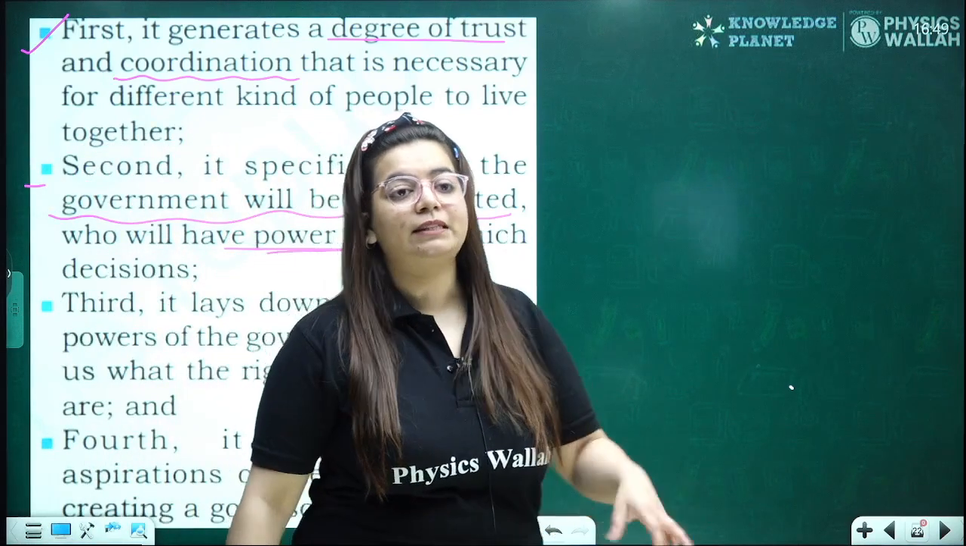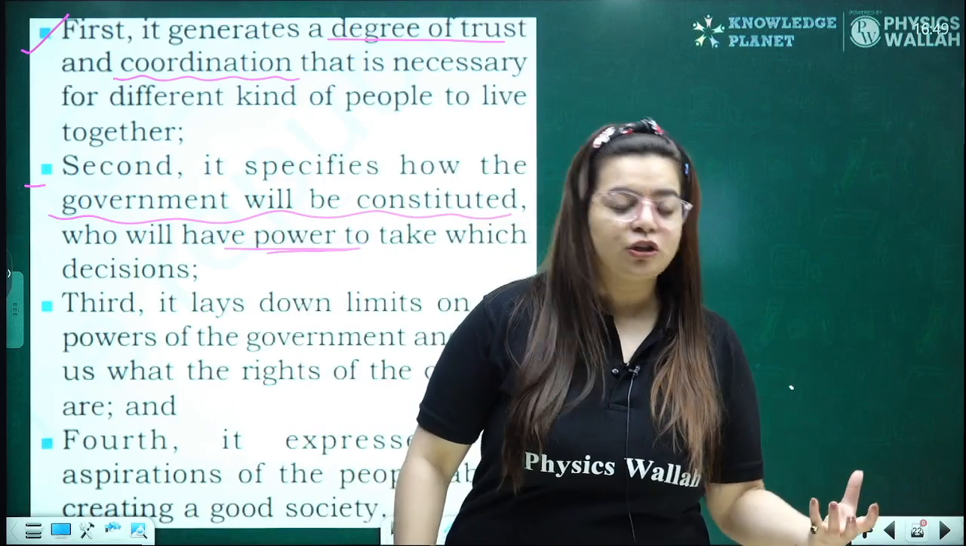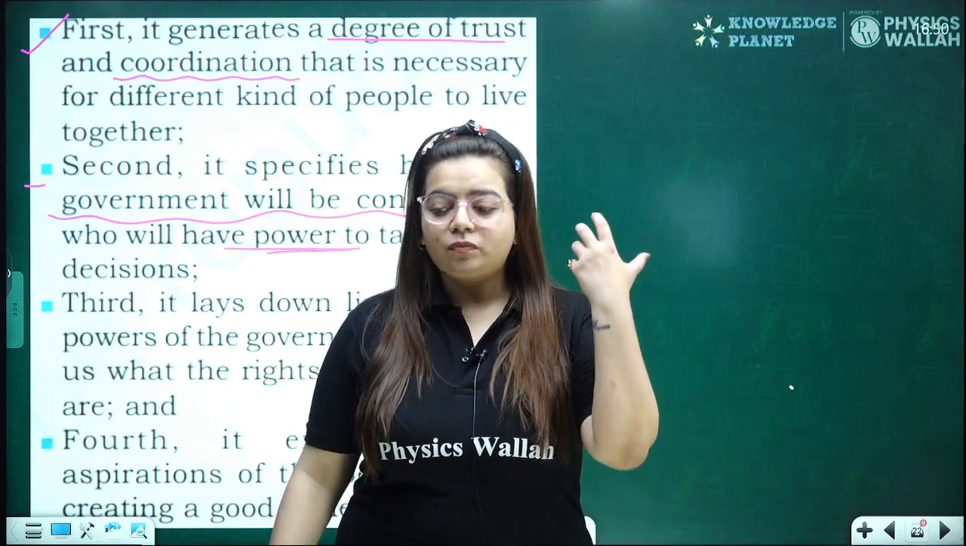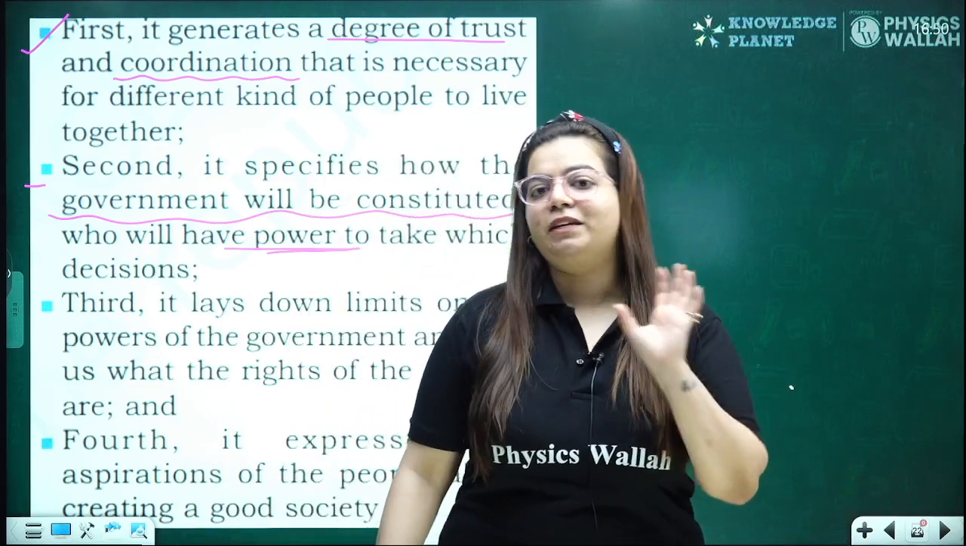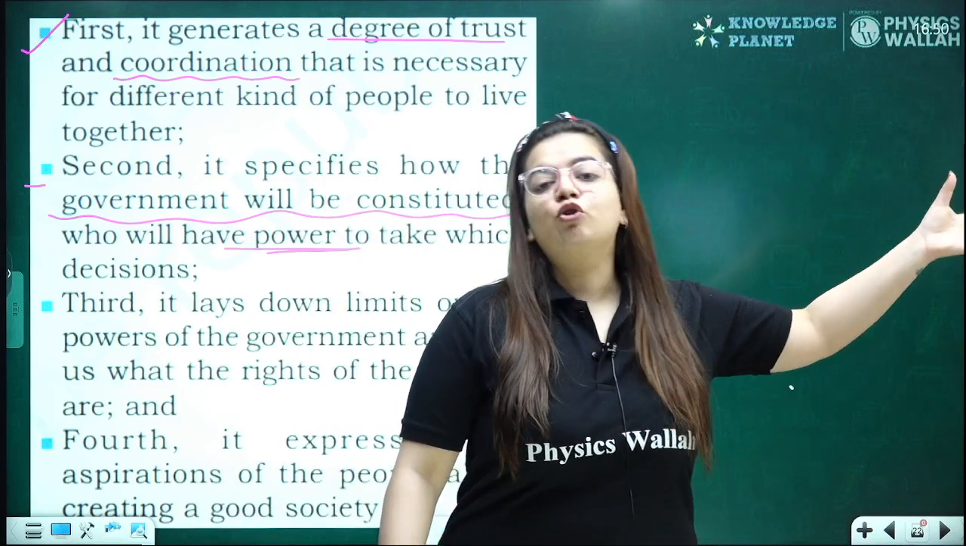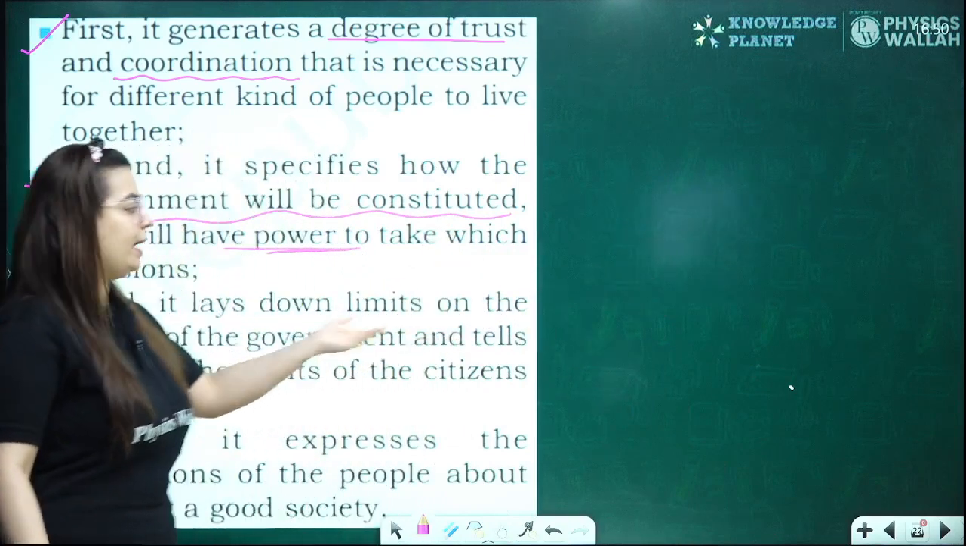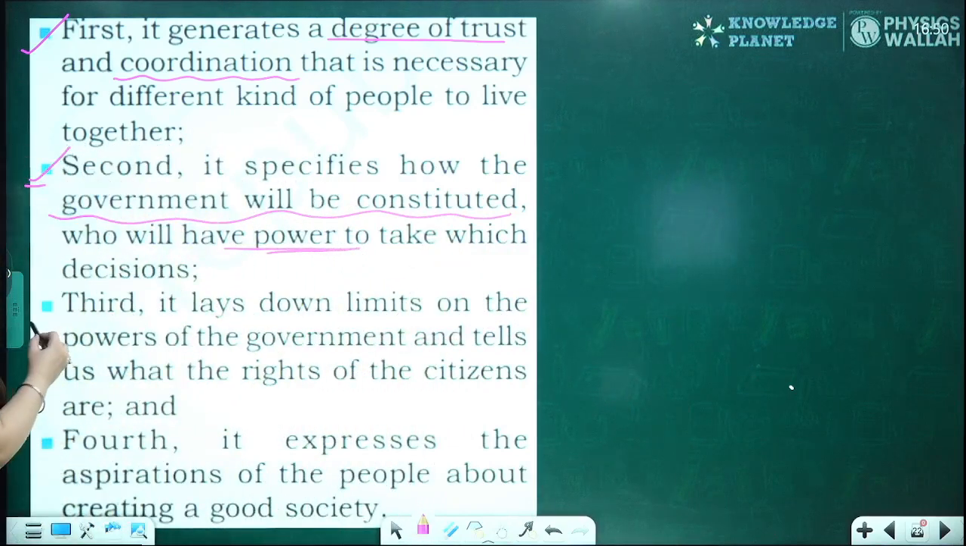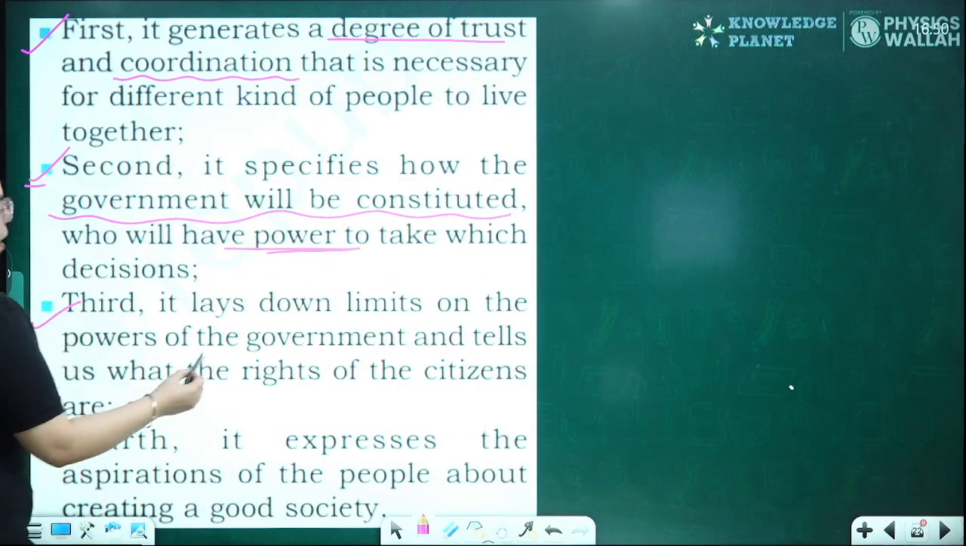It is possible that some people make unjust laws or take bad decisions, but it is not always the case where we have a constitution, because we have a good rule book that we can abide by. The third point is, it lays down limits on the power of the government.